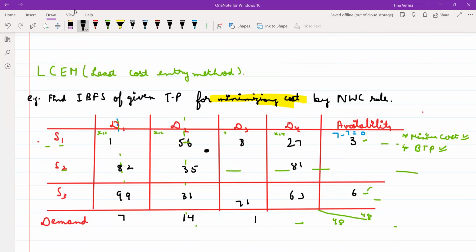So here the values were 14, 56. This was your 48, 27. This was your 82, 35, 21, 81, 13. And here value is your 19. And this is 16, 99, 31, 71, 63. Here is 6, 16. The same question. And here you have value 21. And here you have value 6.